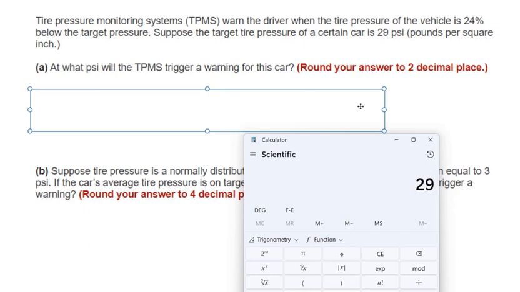Or you could just do it the old-fashioned way. Find out what 24% is, 6.96, and take that away. So same thing. 22.04 is that tire pressure.